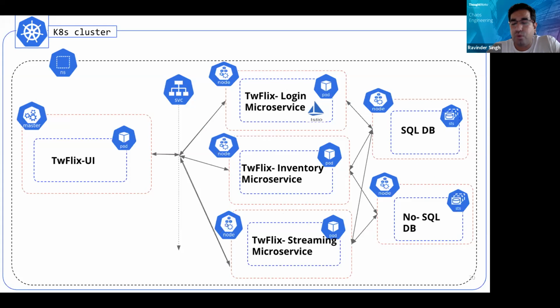We have a microservices-based application that we will use for the demo, which has one pod as a TWFlix UI, a couple of microservices, and a couple of databases running. Again, it's a three-tier application, but it's microservice-based, and we will use it in our demos, both using Gremlin and Chaos Toolkit. So that's how a Kubernetes-based application looks, and what application we are going to use for our experiments today.